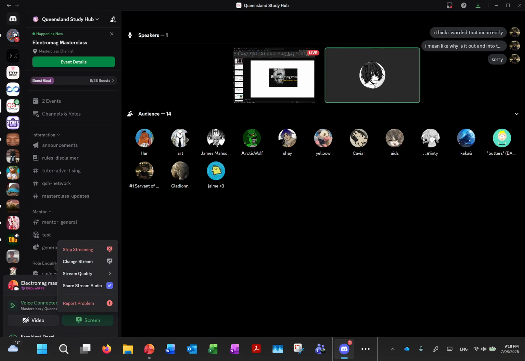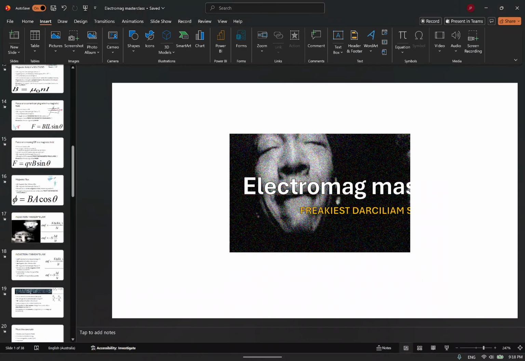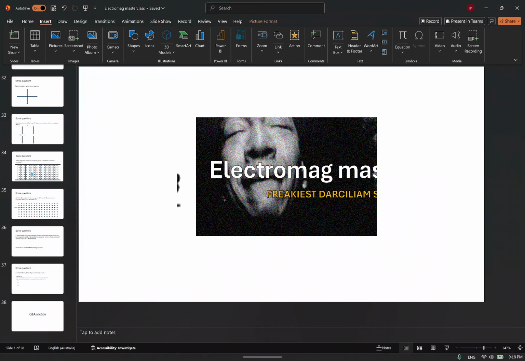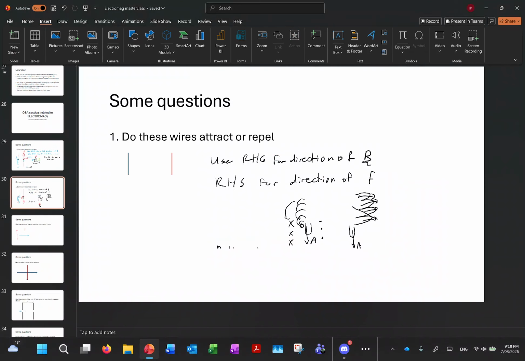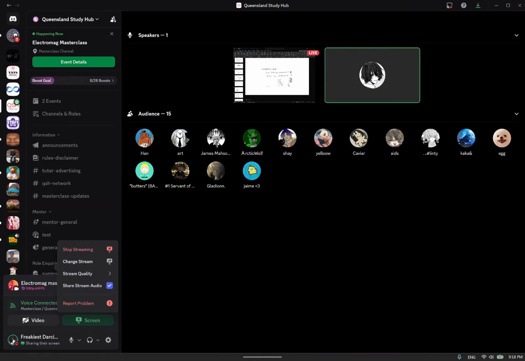Why is it out and into the page? Sorry, could you give an example?